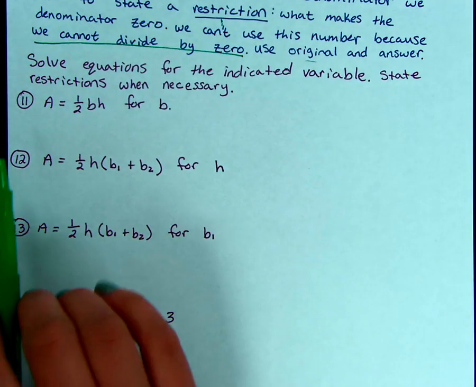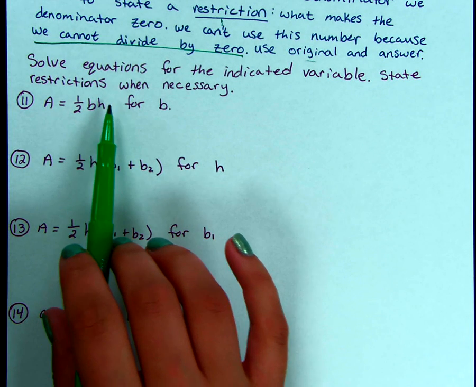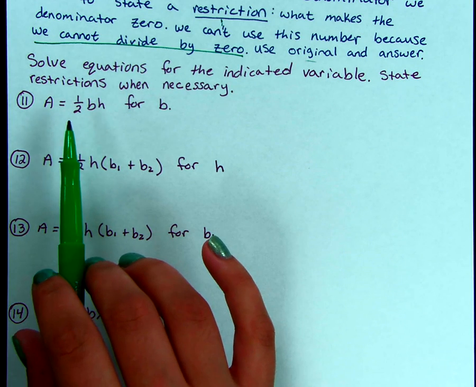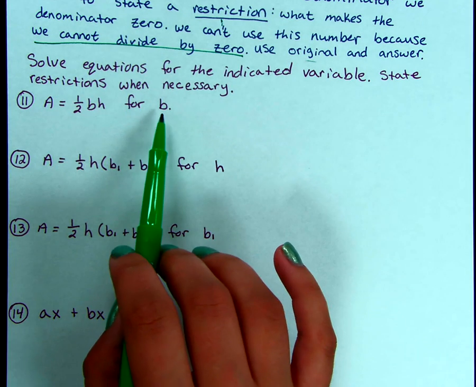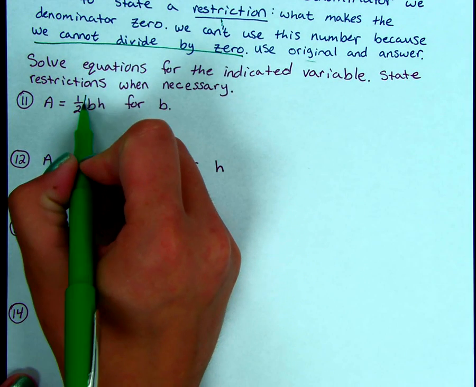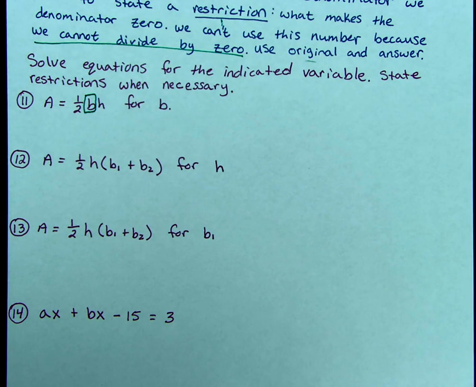All right, so for problem 11, we have A equals 1/2 B times H. We don't have any variables in a denominator, so we're not going to worry about restrictions for the original part. And then this time we are solving for B. So I'm going to, again, mark which letter I'm trying to isolate. I'm trying to get that B by itself.